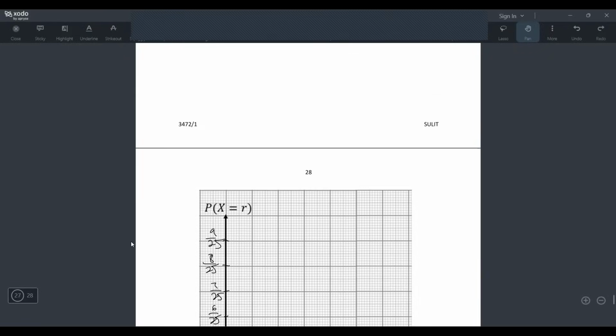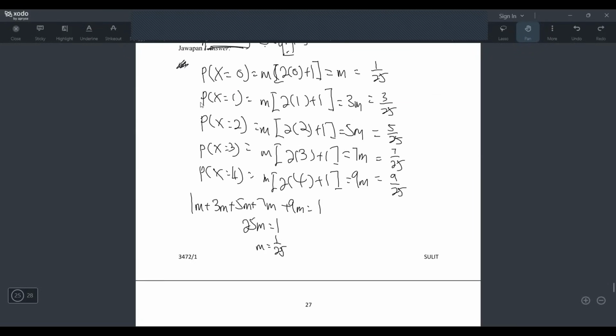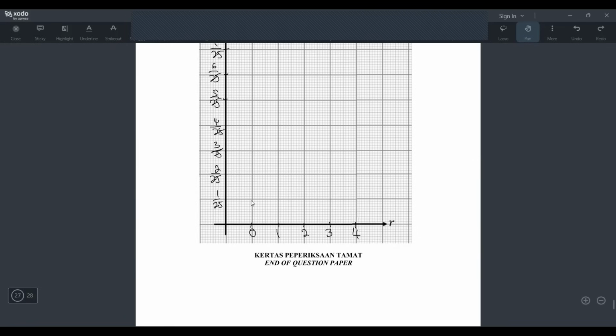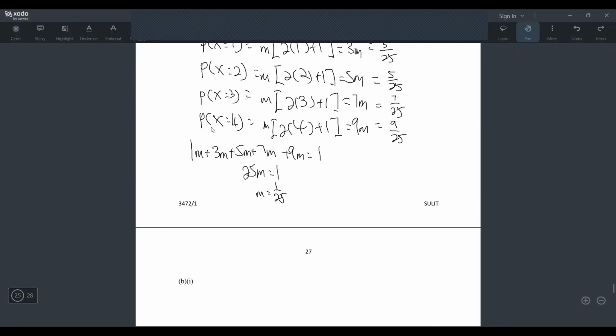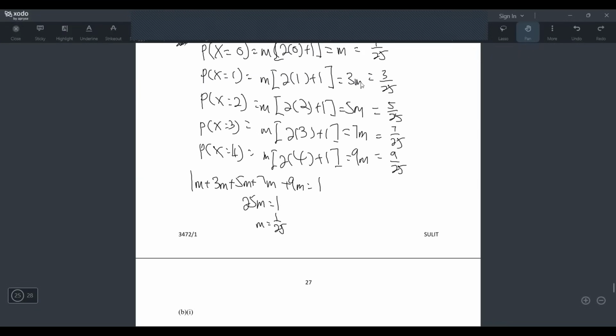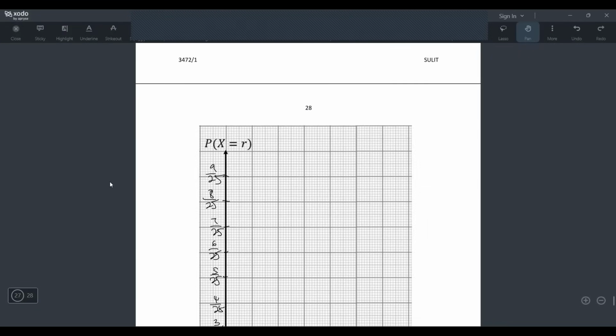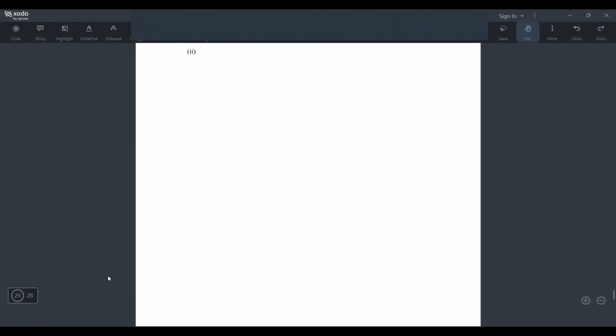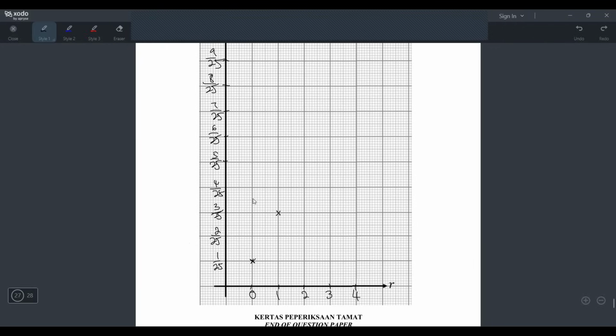Okay, after you reach here, now you can start to plot. So the first one, when x is 0, the probability is 1 over 25. So the point I will put here. Alright, next one is when x is 1, the probability is 3 over 25. So it's here. Next one, okay, I already know lah the answer, because every time you plus 2, right? So the next one is 5 over 25. The next one is 7 over 25.